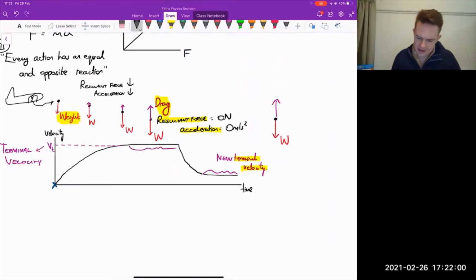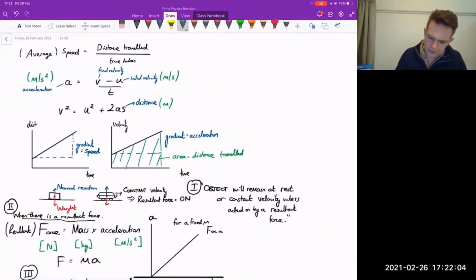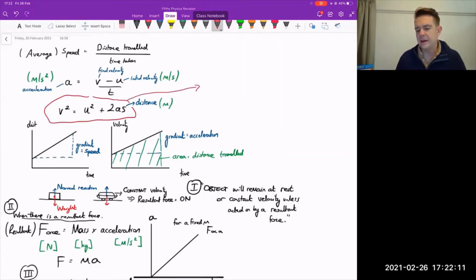Can I just go back, because I remembered this equation. I'm sure when I teach force and motion, I sometimes leave this equation until the end of the year because it causes needless confusion. But let me just talk about it a bit more.